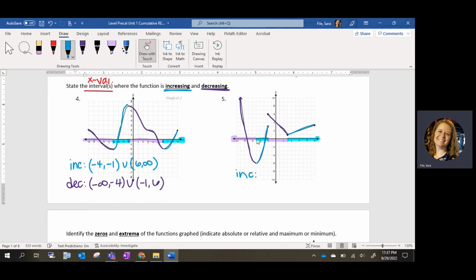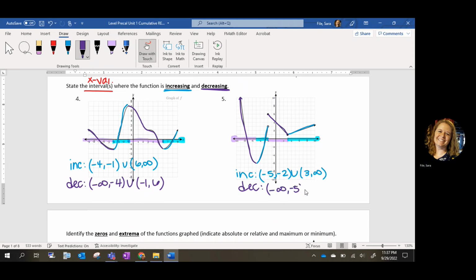So this one I would say is increasing. The first blue section, that's from -5 to -2. And then the second blue section is from 3 to infinity. And then decreasing, this is -infinity to -5. And then that is -2 to 3. Those are increasing and decreasing intervals. We used X values for our answers.